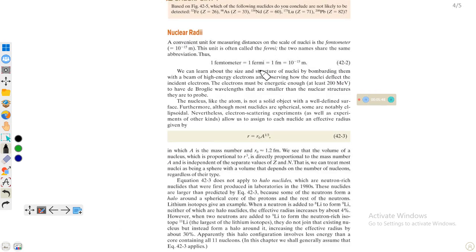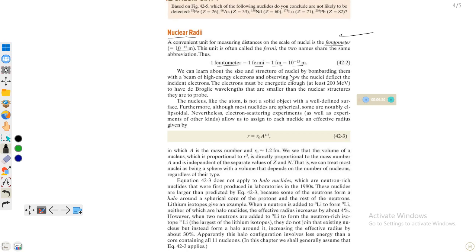The next term is nuclear radii. How do we find the radius of the nucleus? The very first thing is that we use the unit femtometer, which is also called Fermi, and is equal to 10 power minus 15 meter. This unit is used to describe the radius of a nucleus. One femtometer is equal to 1 Fermi, equal to 1 fm, 10 power minus 15 meter.